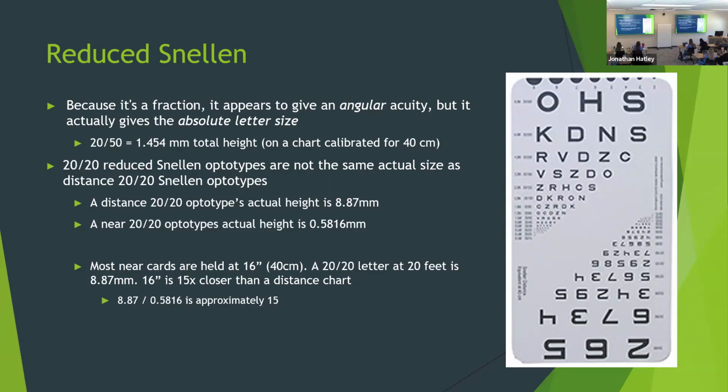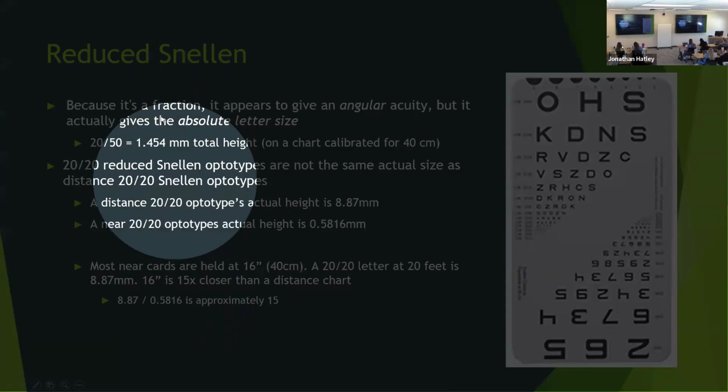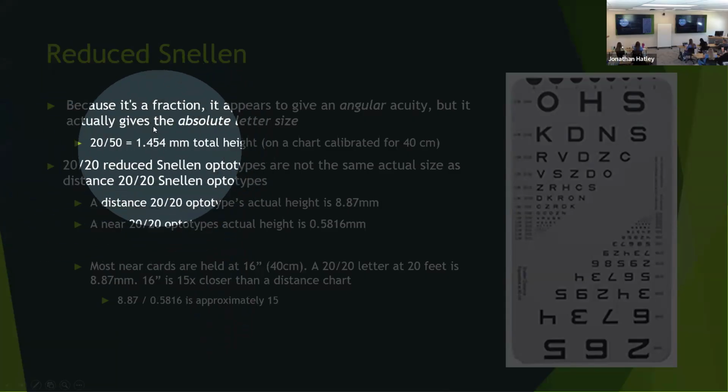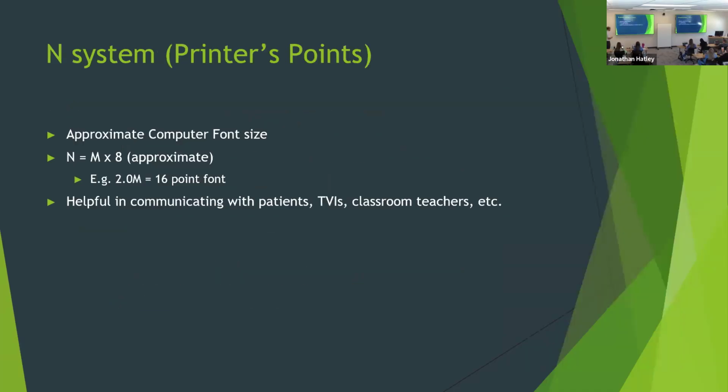So let's see, a 20/50 optotype, and we'll talk about this in just a second. I suppose I could let the cat out of the bag. This is equivalent to a 1M optotype size. So a 20/50 optotype on your near acuity card is 1.454 millimeters. And then from there, we can determine the absolute letter size of other optotype sizes on this card, and we can compare it back to M acuities.